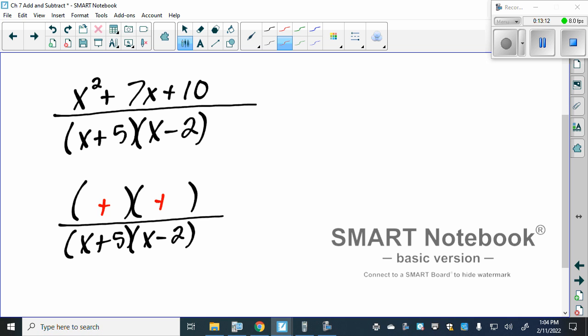Since the 10 is positive, the signs are the same and they match the sign of the middle term. So we have plus and plus. Now the factors of x squared are x and x. And the factors of 10 are 1 and 10 or 2 and 5. 2 and 5.